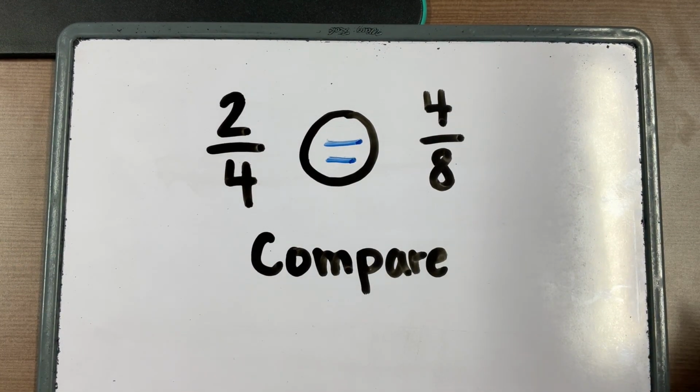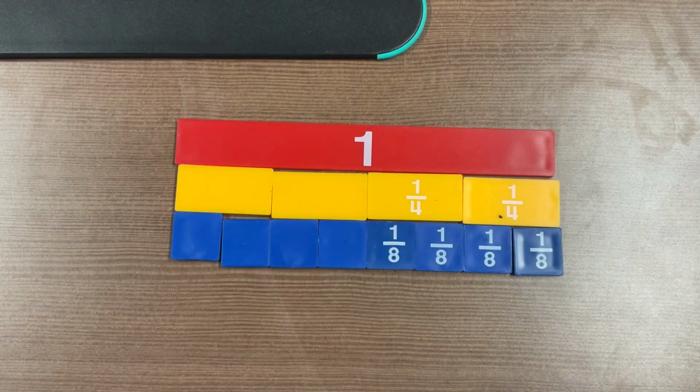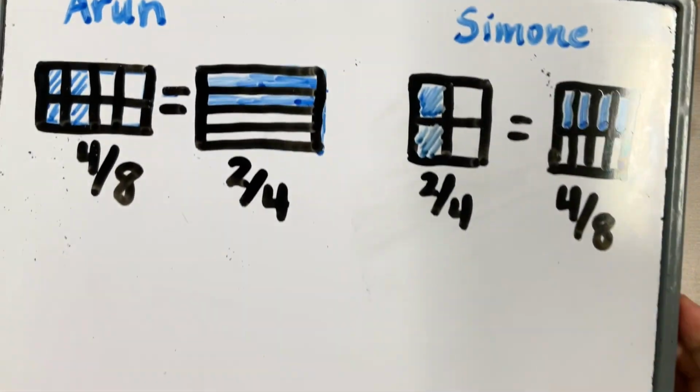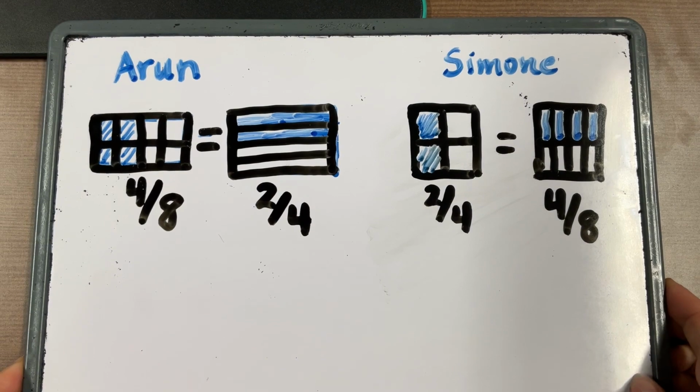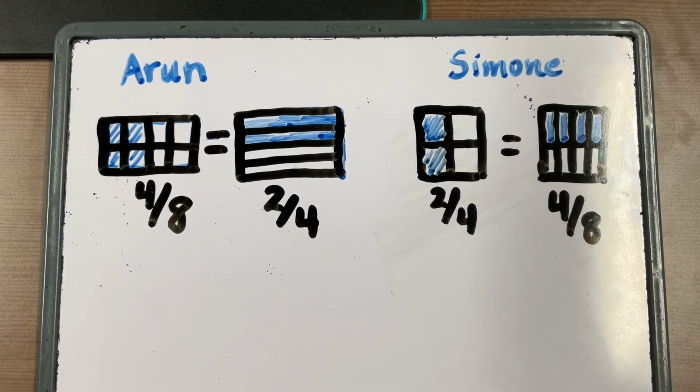Well, Simone and Arun also worked on this problem. They wanted to draw a model to prove that these were equivalent. Both of their models are inaccurate. They are not correct. Why? What have Arun and Simone done that is not accurate?